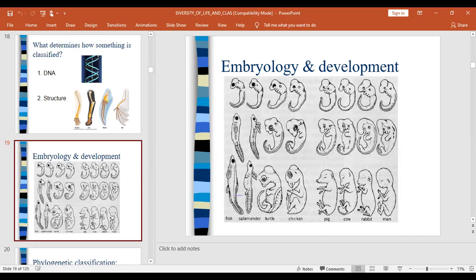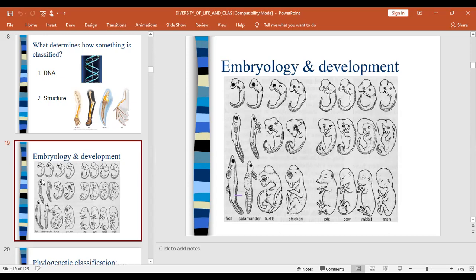Now, at 2 months, you see that the chicken and then the turtle, by the way, is another form of a bird. You can see that they are developing beaks. And then you see that the fish and the salamander, they are all developing the caudal fins. Now, look at the pig and the cow, how they resemble. And then you look at man and the rabbit.